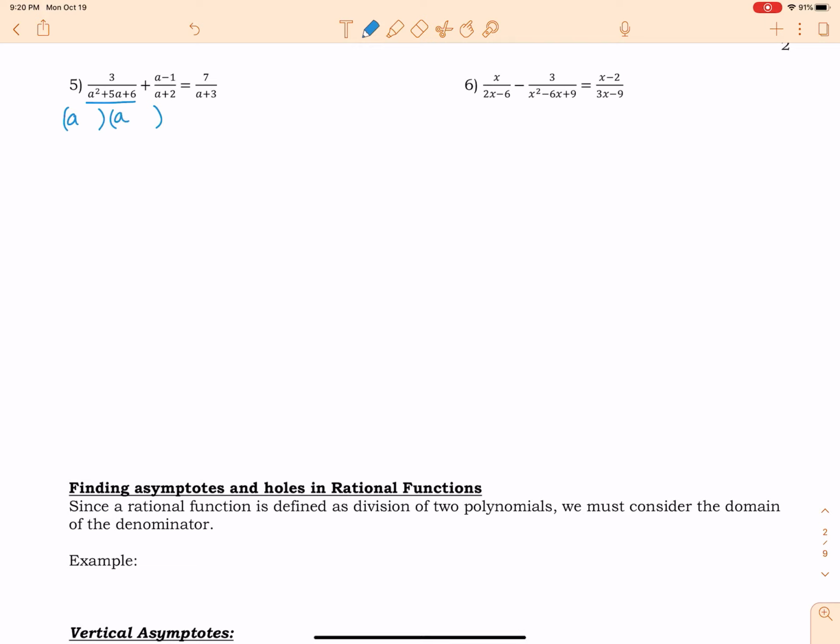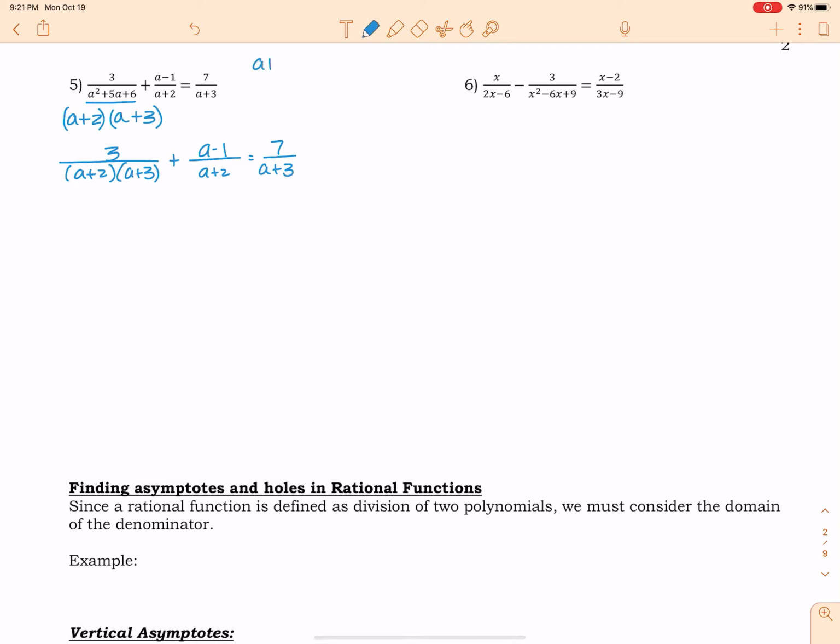Okay, it's got to have two positives. Values that multiply to 6 and add to 5 would be a 2 and a 3. All right, so I am going to rewrite that. And now we're going to figure out what domain restrictions we will have for this problem. A can't be anything that will result in a 0 in the denominator.